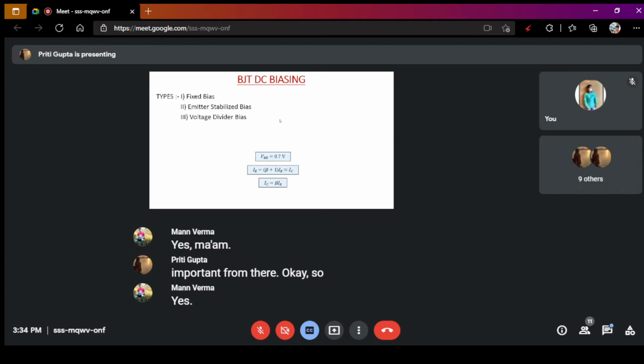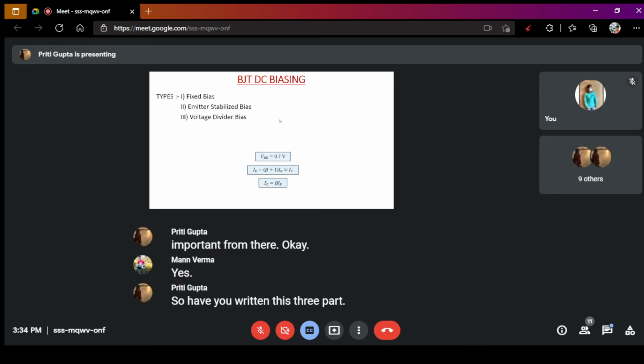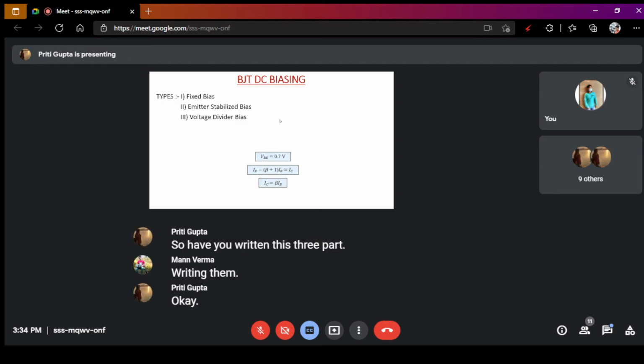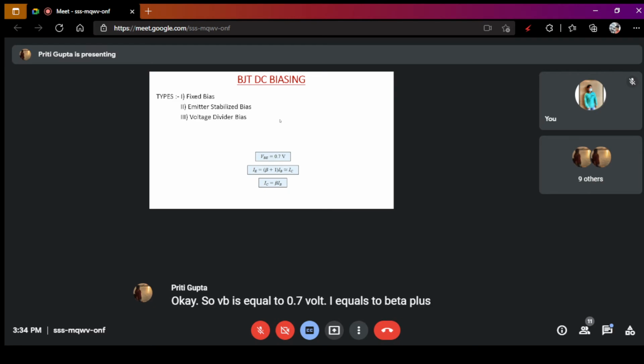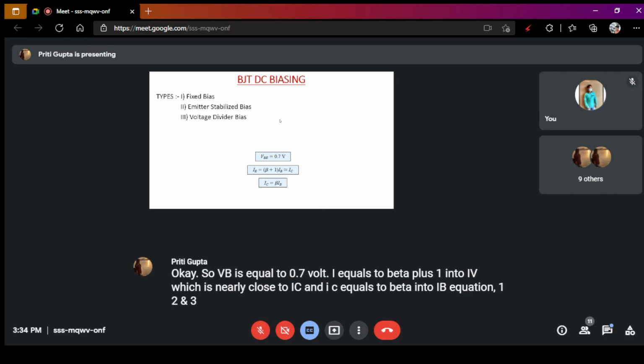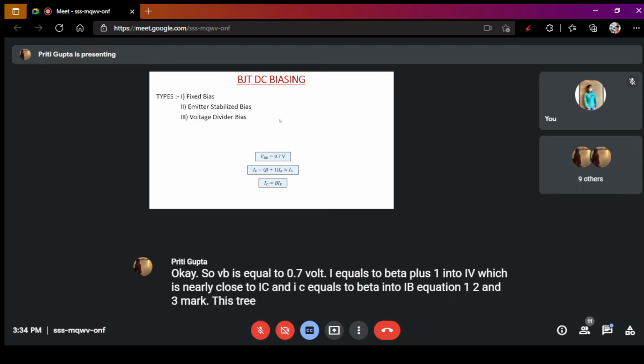So have you written these three? VBE is equal to 0.7 volt, IE equals beta plus 1 into IB, which is nearly equal to IC, and IC equals beta into IB. Equations 1, 2, and 3. Mark this 3. Next, give a heading, fixed bias or fixed bias configuration.